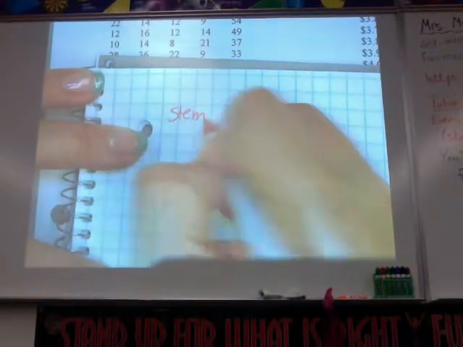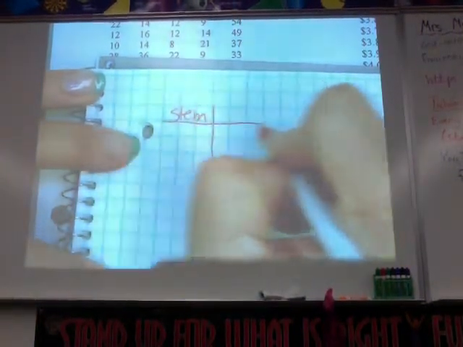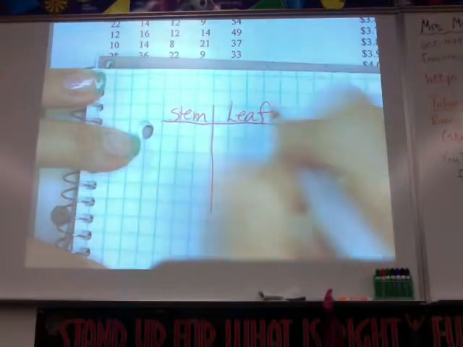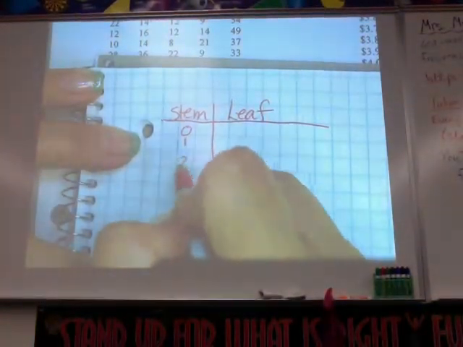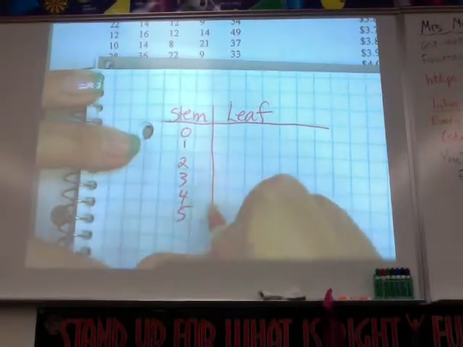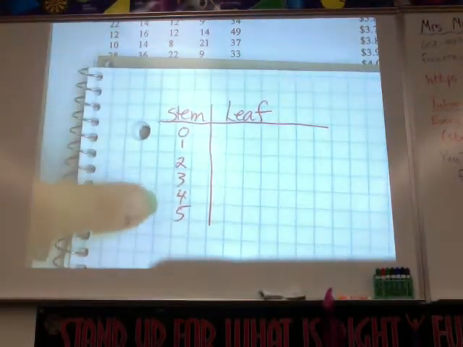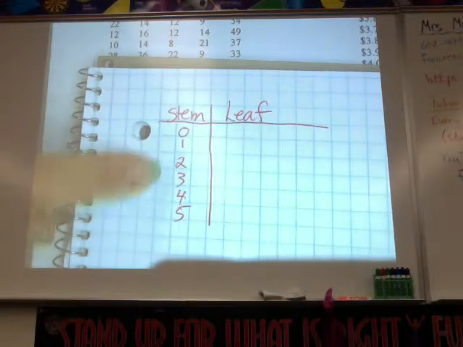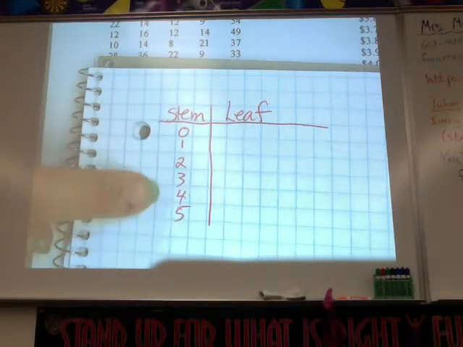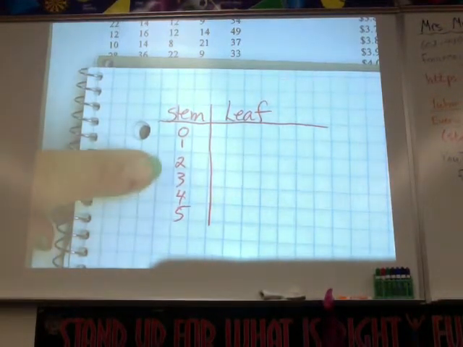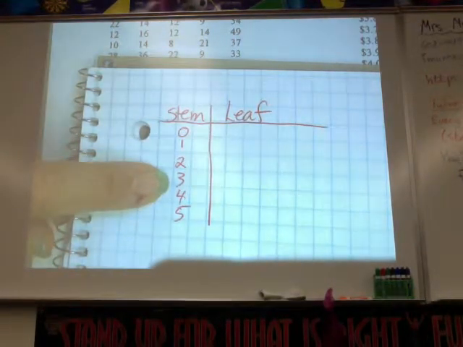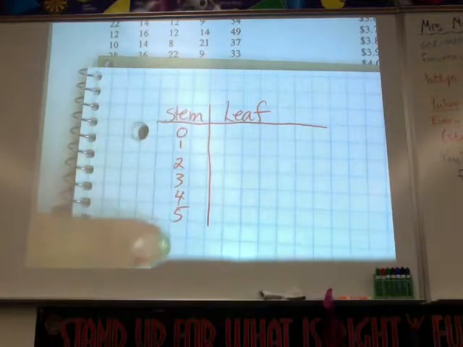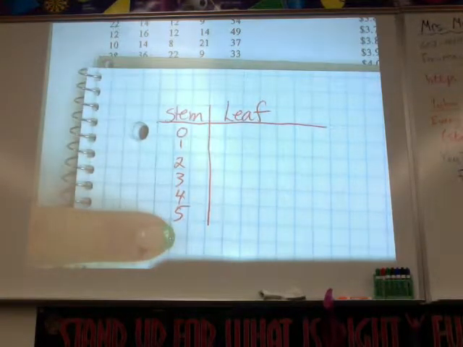5. So I'm going to set up my chart, stem. This is my pre-chart, certainly not my final leaf. And I know I have to go from a stem of 0, 1, 2, 3, 4, and 5. I have to include any stems in between 0 and 5, even if I don't have information in them. So if there are no 30s, for instance, you still have to include that stem. What I don't have to include are stems that come before or after my lowest and highest stems.